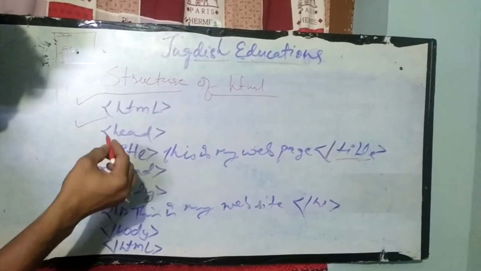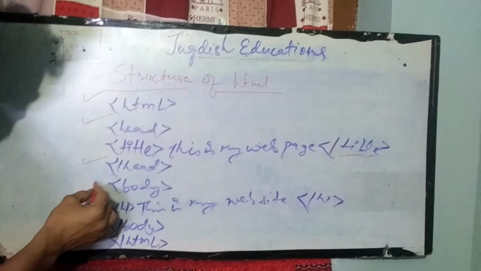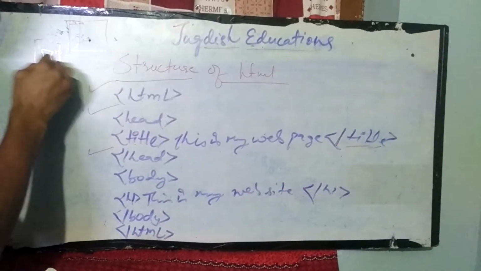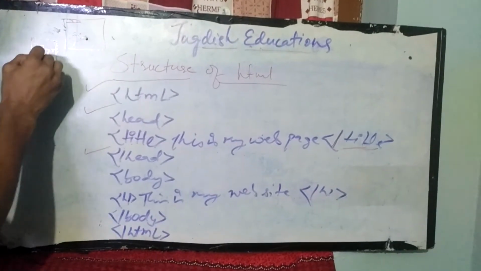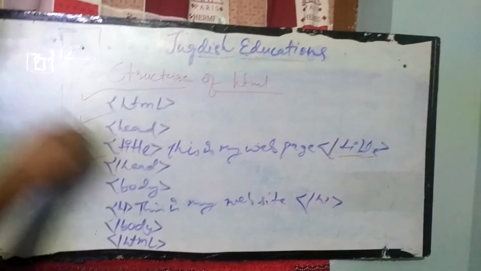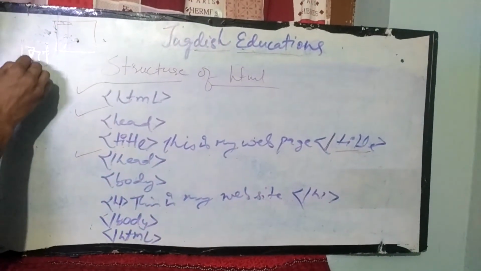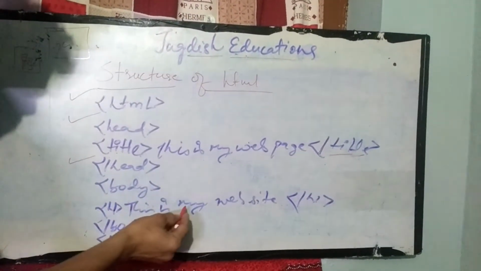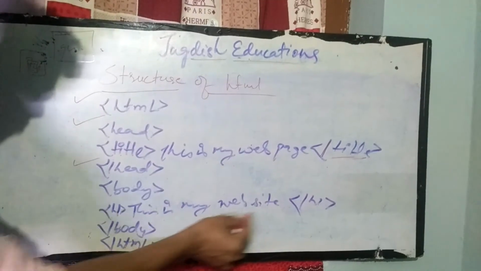Okay, coming to the body part, in the sense that the body part is what will show in the web page. Coming to our web page, this is the address, and it will show whatever we have written here. This is my web page, this is my web page, it will show here. So this is nothing but our body tag.